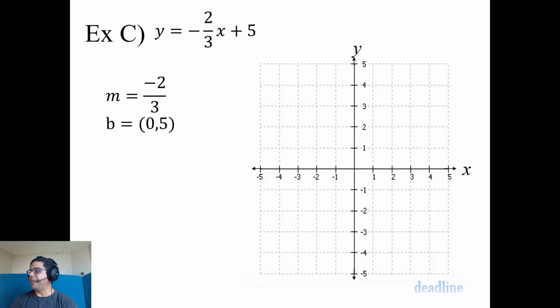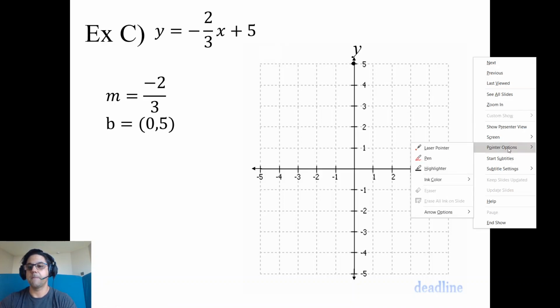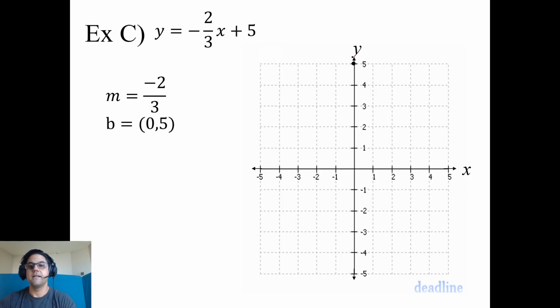Starting point, or beginning point, as some students like to call it, is (0, 5), which means from the origin, I'm not going to move left or right. I'm going to count up 5 boxes. So, that's not as big as we would like, so let's get the pointer out. Let's make it a little bit bigger. There we go. Then I'm going to count using my slopes.